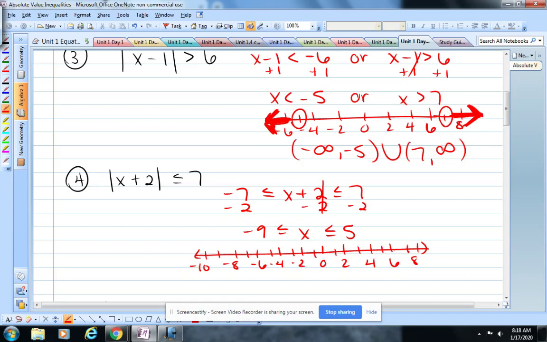So does negative 9 get an open circle or a closed circle? Closed. And does 5 get an open or a closed? Closed. See, that's the good thing about absolute value inequalities, they're going to be the same. So they're either both open or both closed on all of them. Does that make sense? Where do we shade an and? In the middle.